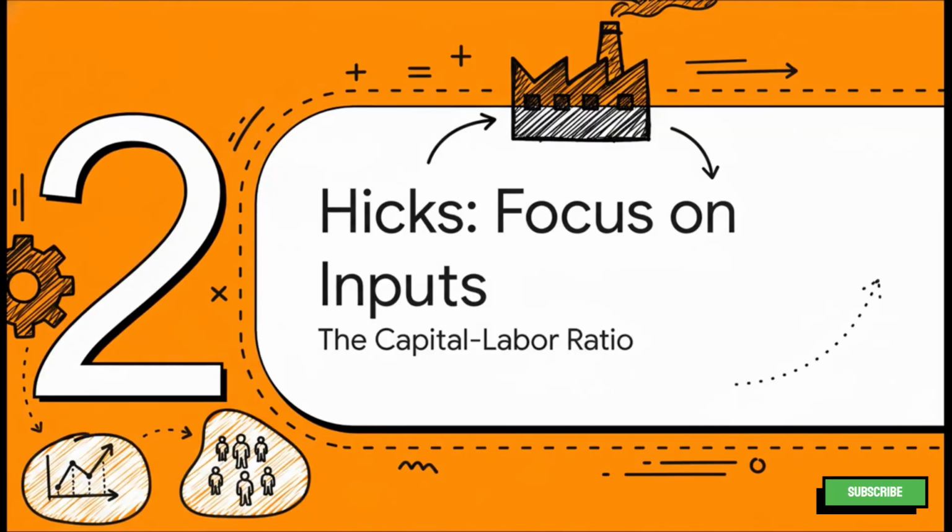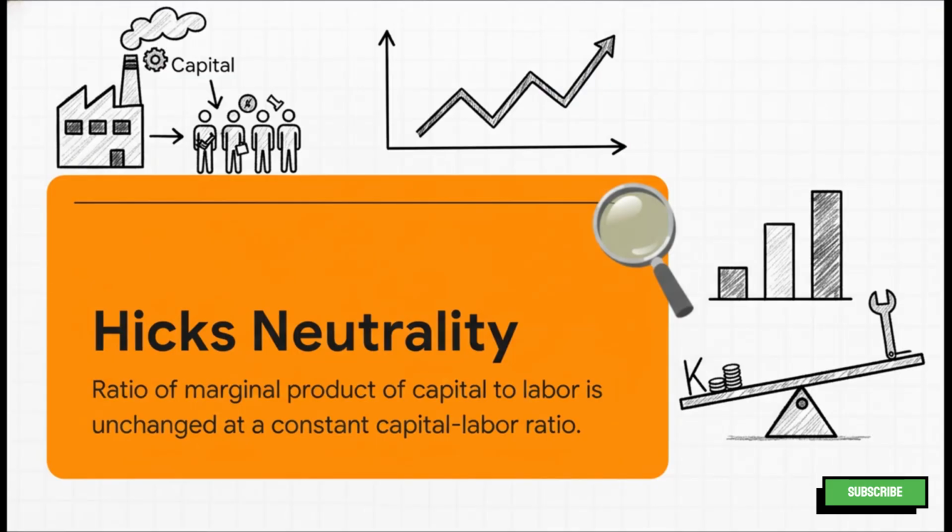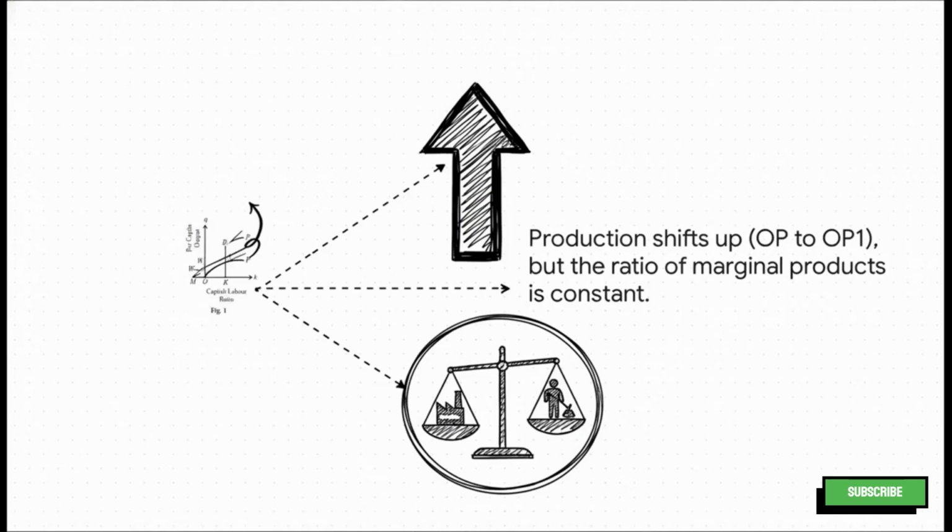Now let's look at the first major model we're going to cover, which was developed by Sir John Hicks. His whole approach was laser-focused on the inputs themselves, capital and labor. According to Hicks, a technical change is neutral if it doesn't play favorites. It doesn't help out capital more than it helps out labor, or the other way around. It gives them both an equal boost. This means the ratio of their marginal products, that's just a fancy way of saying the extra kick you get from one more machine versus one more worker, stays the same, even as the whole operation gets more productive.